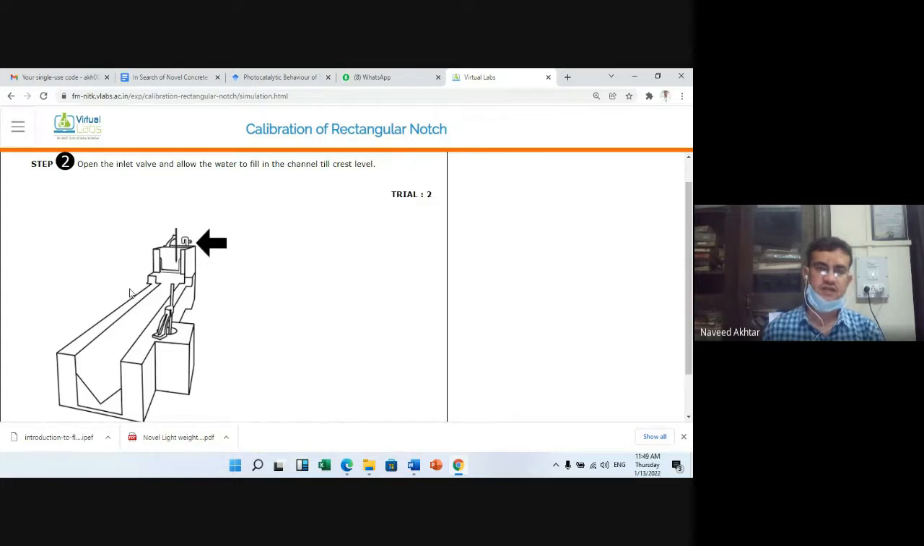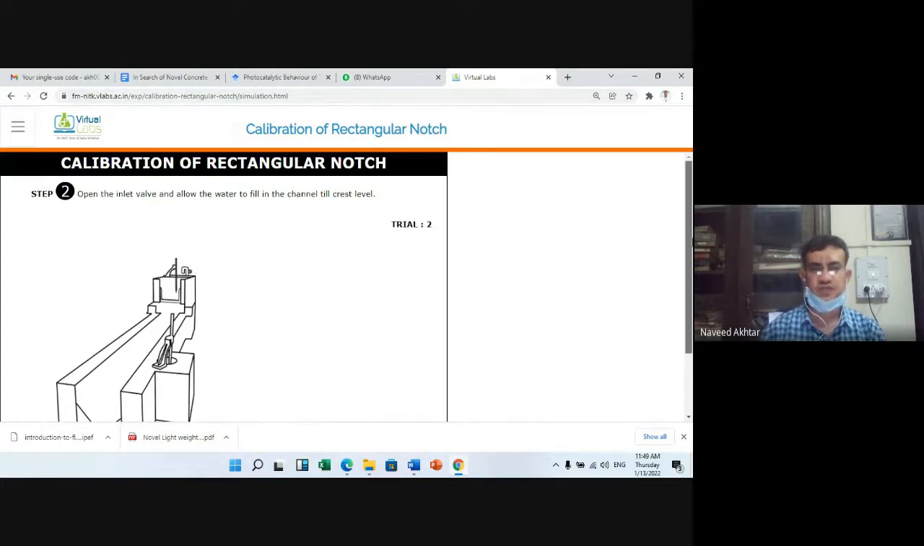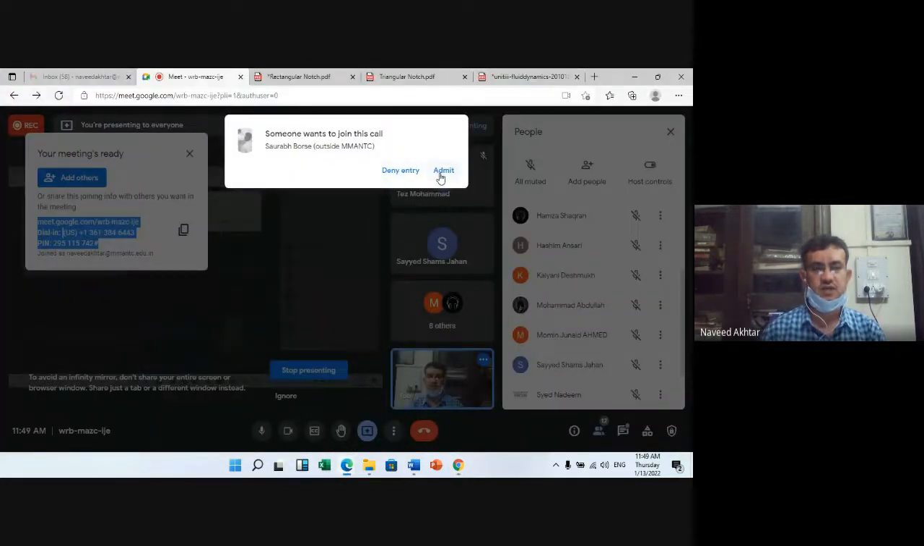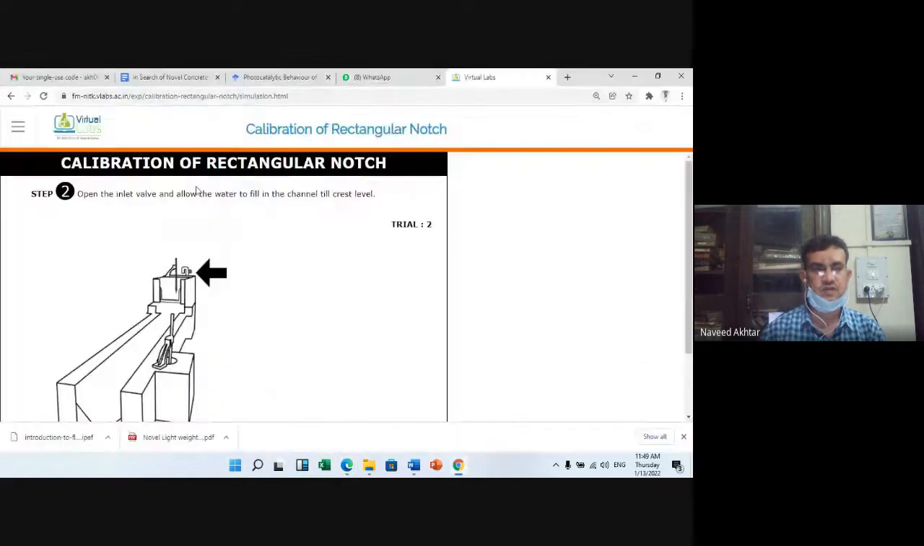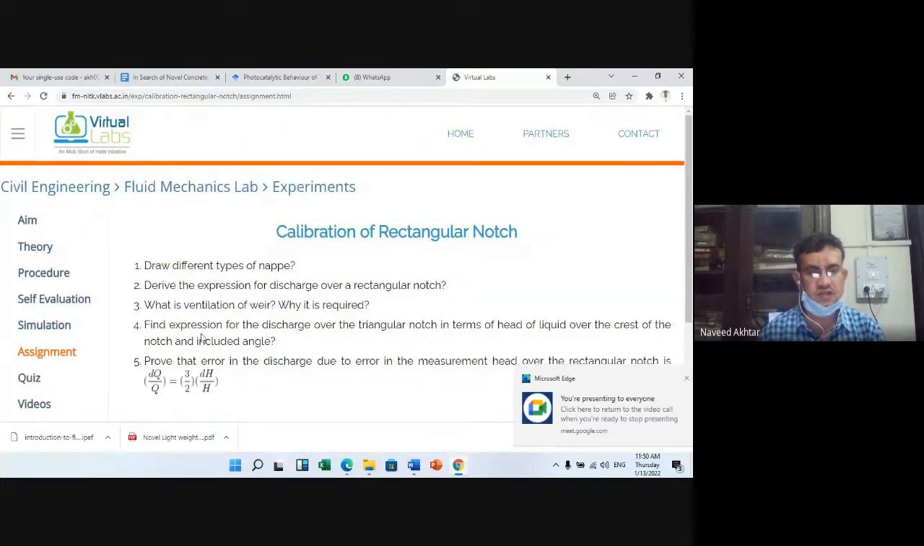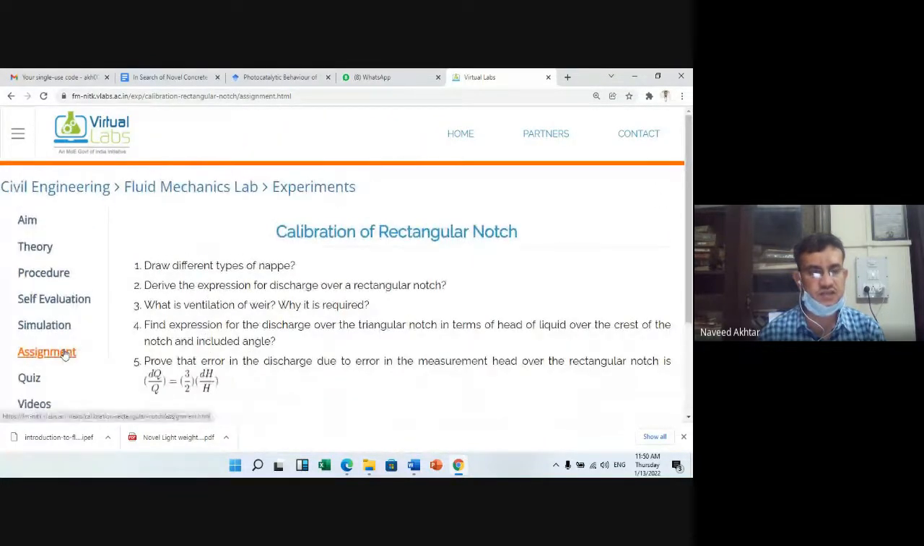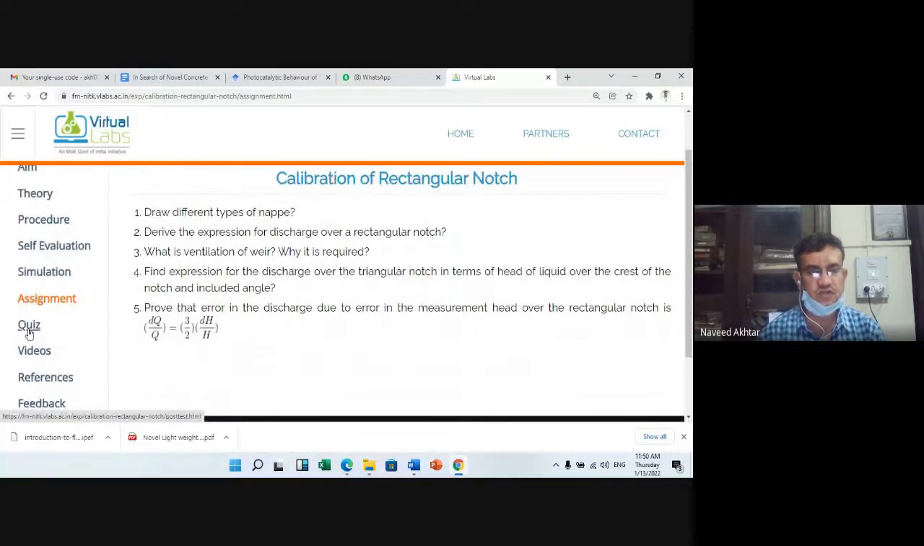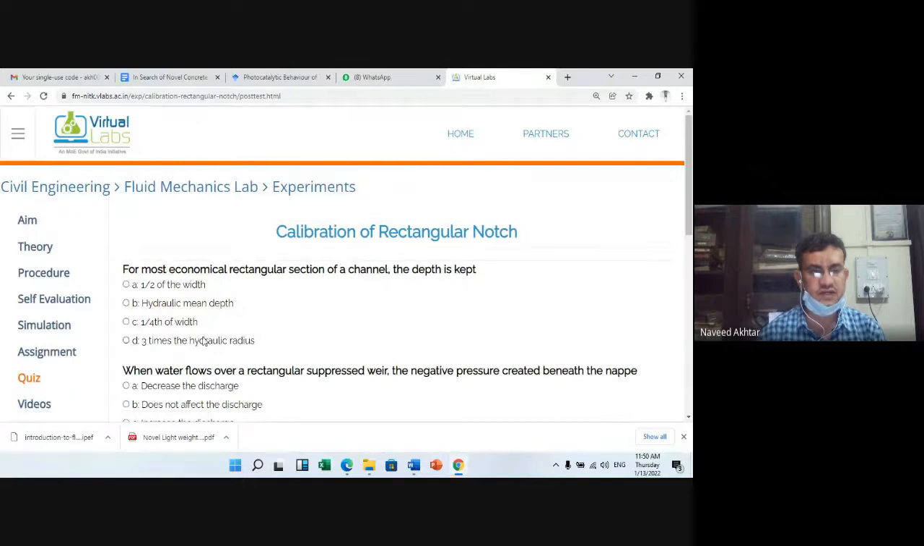So that will be the calibration of your rectangular notch. Okay, so this is the practical for the rectangular notch. Now we will go for another practical. There is an assignment also, so you can do this assignment if you have time. Otherwise, no issue. First thing you should remember, I don't need any manual printed.